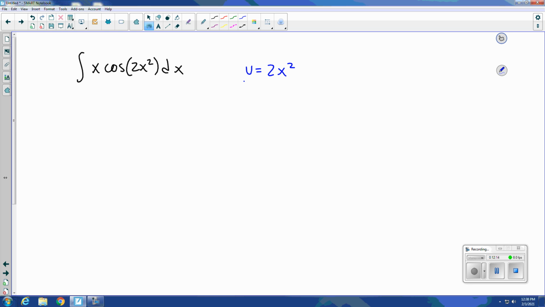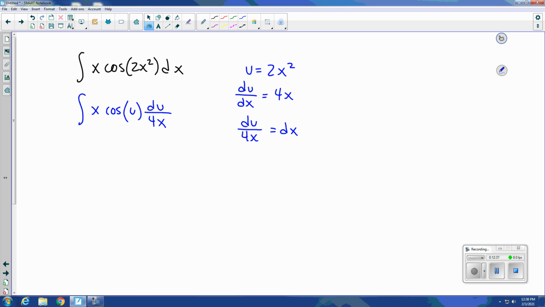If that's the case, we're going to take the derivative of u in order to replace the differential so that it matches with my substitution. We'll solve for dx. And now let's make our substitution. So we have the integral x cosine, and we're going to replace 2x squared with u, and we're going to replace dx with du over 4x.